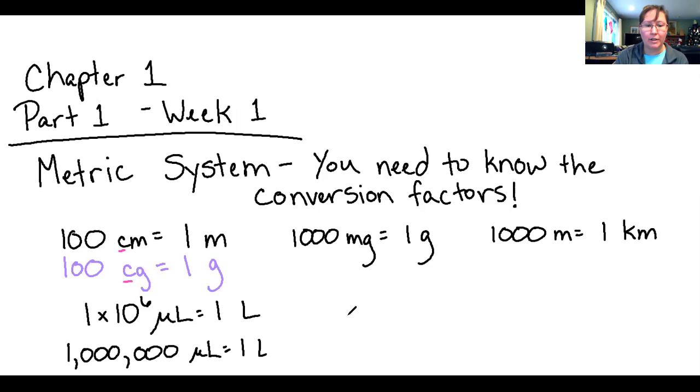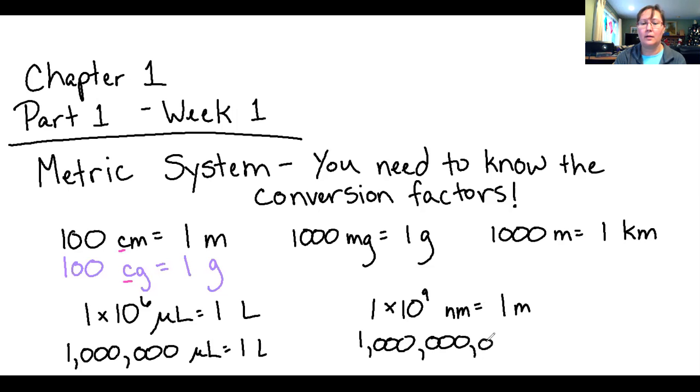the last one that I want to look at here is that there are 1 times 10 to the 9th nanometers in 1 meter. And if you're saying, hey, nanometers, I've never heard of those before, nanometers is the unit that we use to measure light waves. So we'll learn the conversion now, and then we'll review it in chapter 7, and you'll see quite a bit of it there. Okay, and again, just as a review for scientific notation, that's the same as saying 1 billion nanometers in 1 meter.